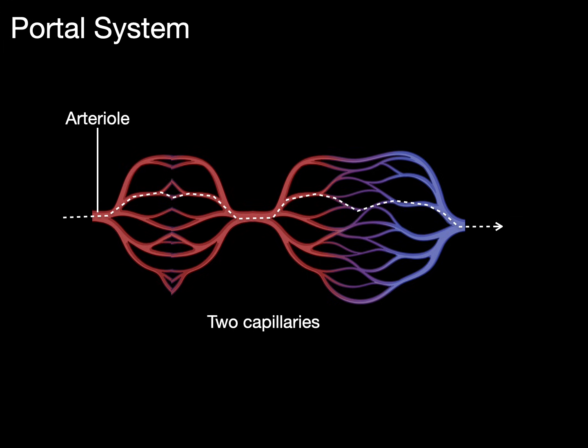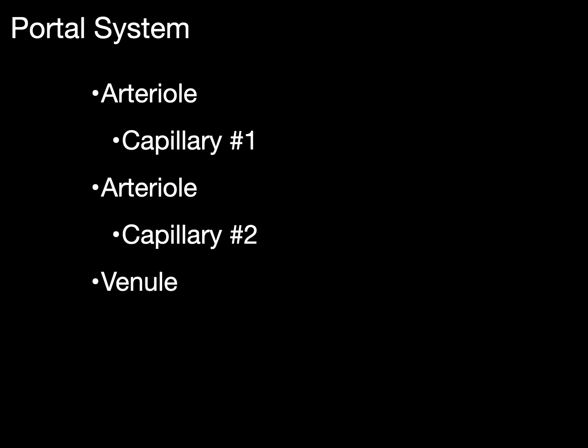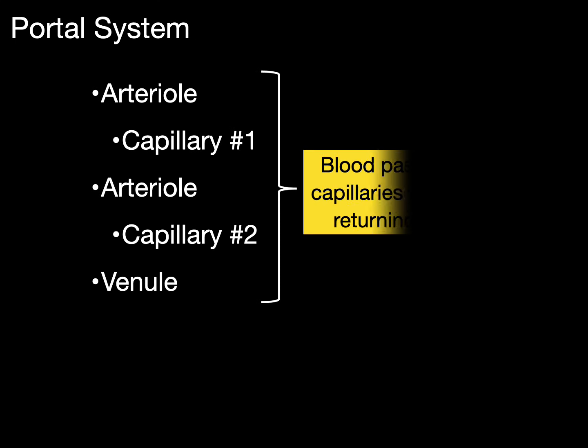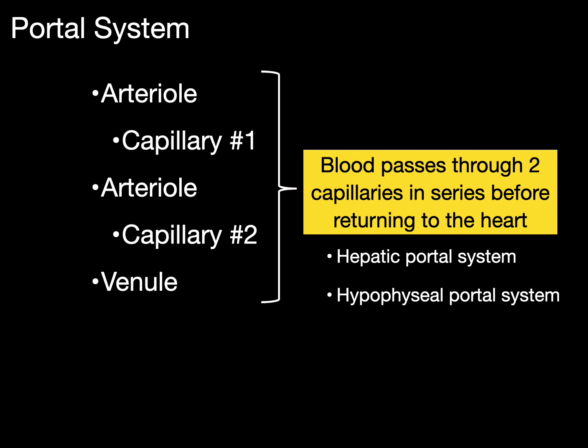So it goes through an arteriole and then through the first capillary, then to another arteriole, to a second capillary, and out the venule. So blood passes through two capillaries in series before returning to the heart. The three portal systems in the body are the hepatic portal system, hypophyseal portal system, and the renal portal system.